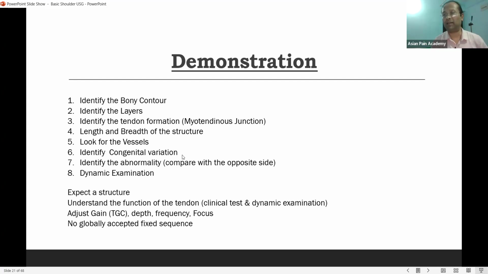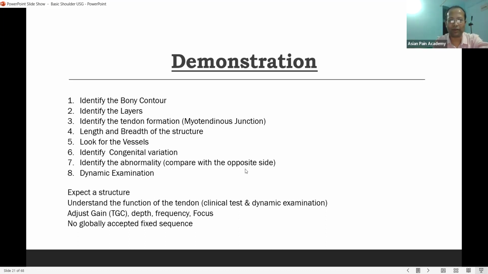Identify congenital variation. Even in shoulder ultrasound, we always see that there is some variation in every volunteer. It can be a small variation or a big variation, but variation is very common. So you should not think that it is a disease just because it is not matching what we see every day. Some variation may be there.